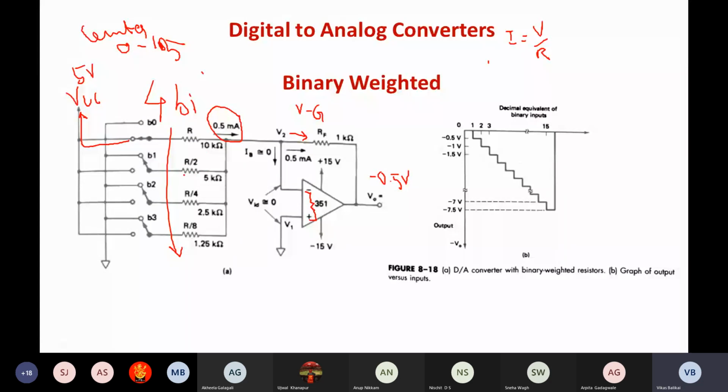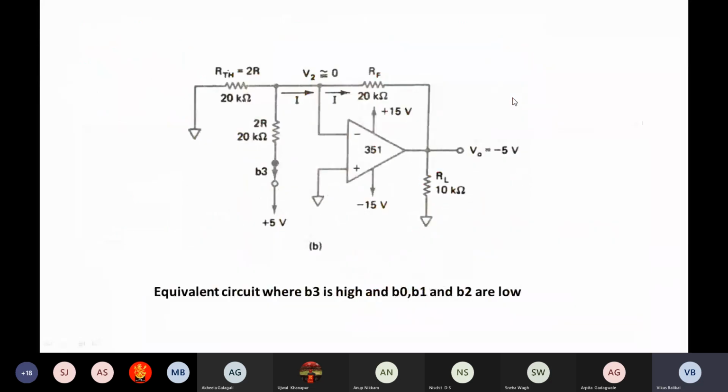And again the same process continues. This 1 milliampere will come over here and it will not enter the op-amp, rather it flows out through RF. So 1 milliampere into 1K will give me minus 1 volt. So this way my entire conversion, as you can see over here, I have the table.